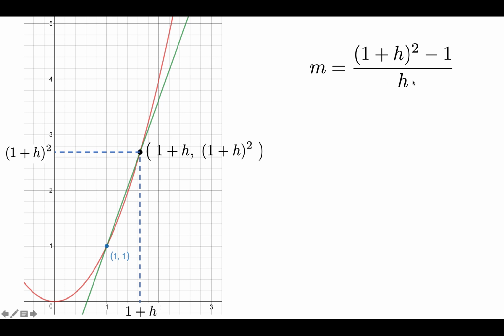So if I just take both of these h's and plug in 0.1 for both of them, I'm going to figure out what the slope of that secant line is. Okay, so grab your calculator and check my math here. So I'm going to plug in 1 plus 0.1, that's 1.1. So 1.1 squared minus 1. The top gives me 0.21, and then I'm going to divide that by 0.1, and I get 2.1. All right, so the slope of that secant line, if I'm going from x equals 1 to 1.1, is 2.1.